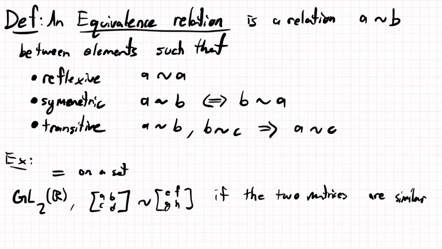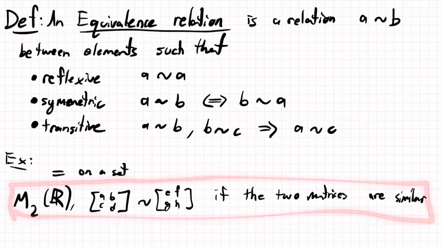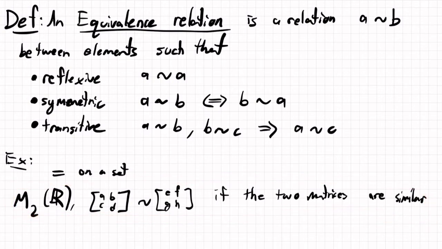And you don't even need, really you don't want GL2 here. You want the space of all possible matrices, M2 of R, because you don't need invertibility to talk about whether two matrices are similar. So that's an example for people who have seen linear algebra. If you haven't seen linear algebra, don't worry about that so much.